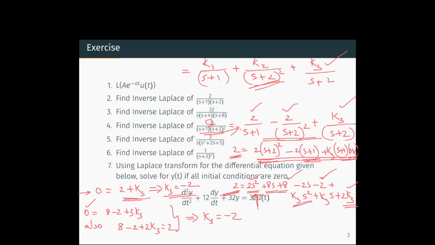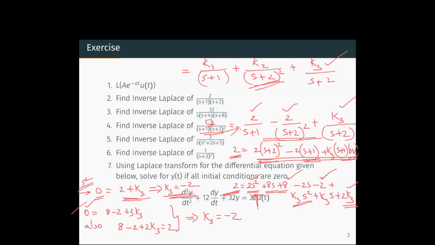So here you can equate, this is got by equating the coefficient of s square. On the left hand side, there is no coefficient for s square. On the right hand side, you have 2 and k3. So you get the value of k3 as minus 2.